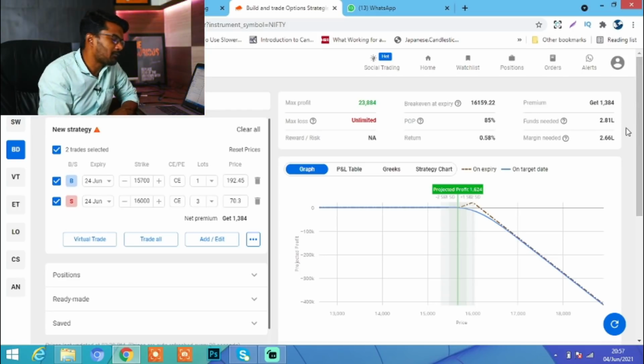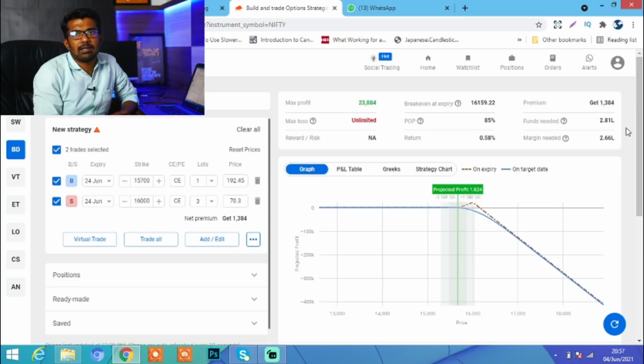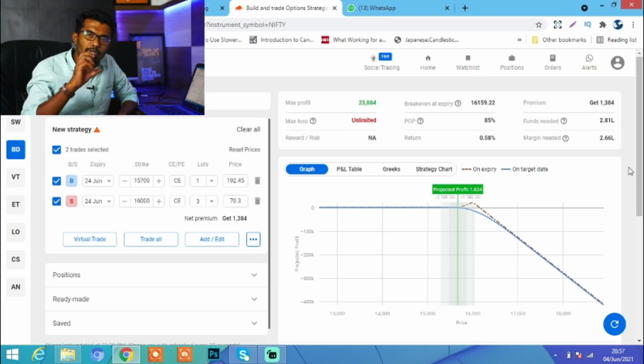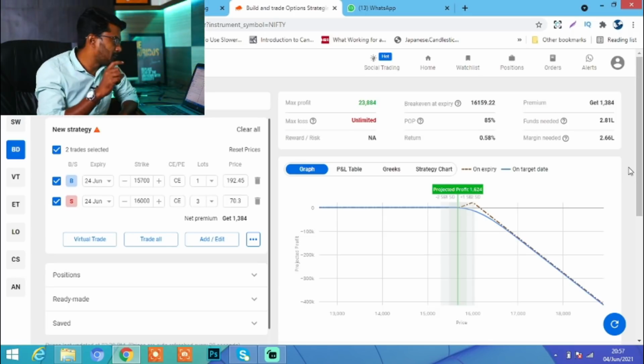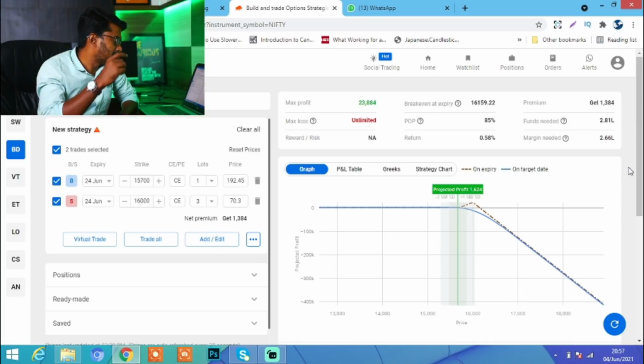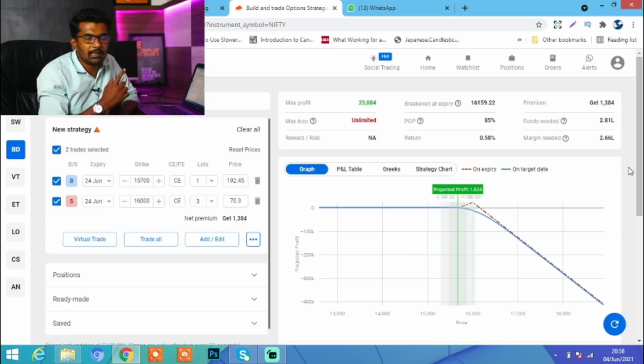But at the same time, you have to note, when the market is going to 16,000, the 15,700 call which you have bought is going to be in a good profit. This 15,700 which you bought at the money is going to be deep in the money. When you bought 15,700, the delta would have been 0.5. Now when the market rises and goes to 16,000, the delta will be how much? Maybe 0.8 or even 1 delta.